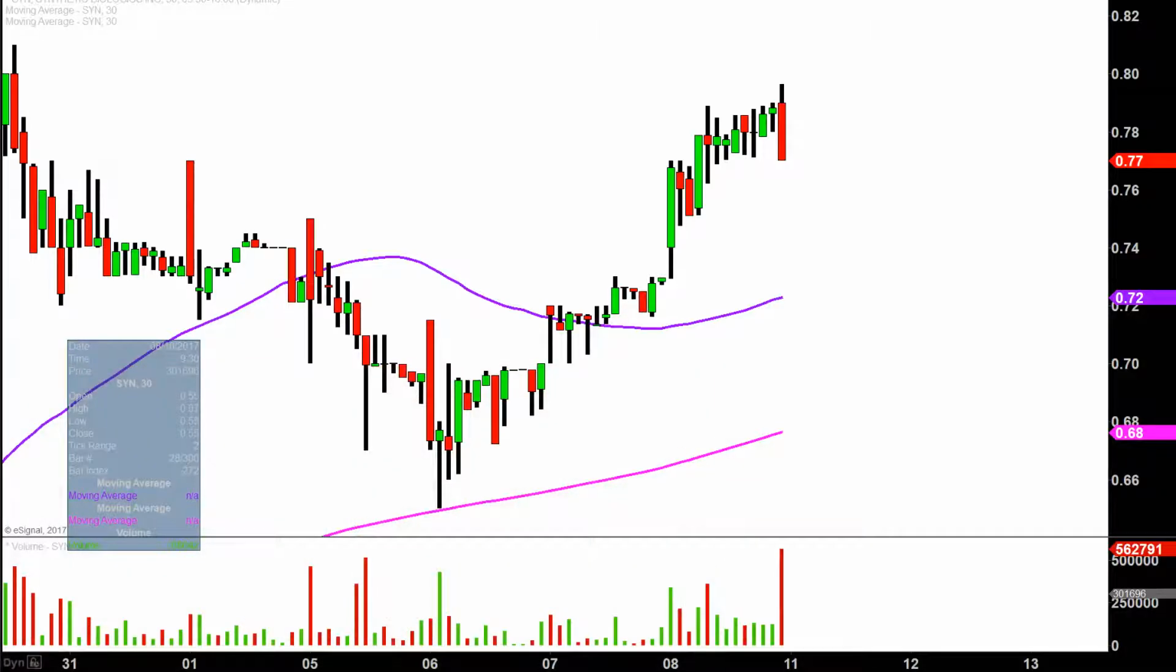Real quick, what do I mean by 30-minute in case maybe you're new to charts? Instead of each one of these candlesticks here representing 1 day's worth of price action, which is what you would normally see, each one represents 30 minutes. So while this here may look like several days' worth of time, it's actually today's price action broken down into 30-minute time slices.